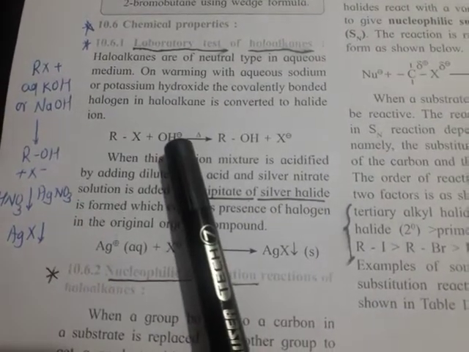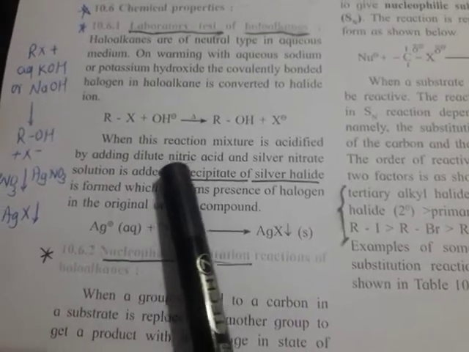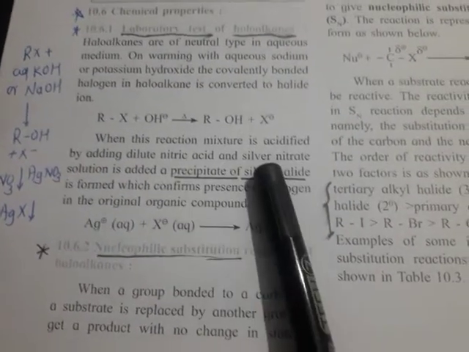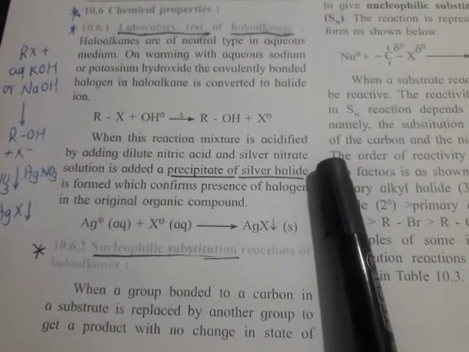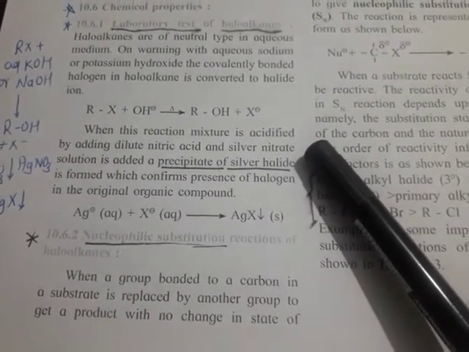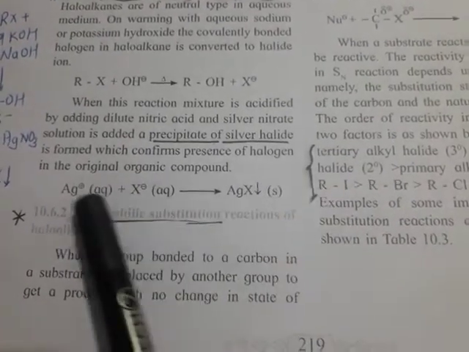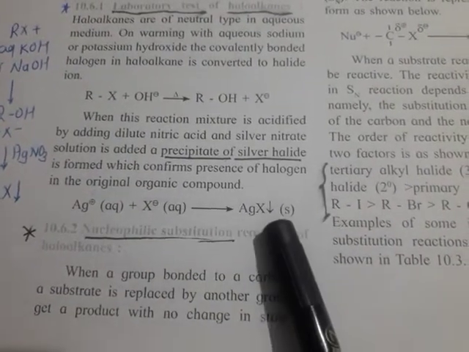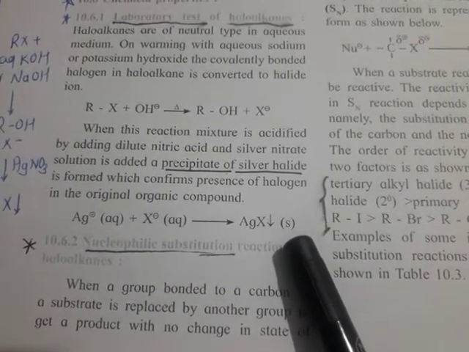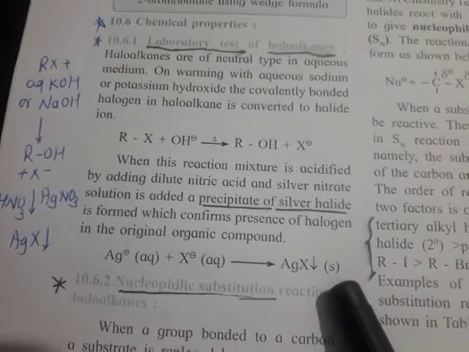As the mixture is alkaline, its effect is neutralized by adding a small amount of nitric acid to it, and then add silver nitrate. So halides have very high affinity for silver metal. So we get a precipitate of silver halide immediately. So Ag plus X minus, we get AgX precipitate. So if we get a precipitate, it confirms the presence of alkyl halide.